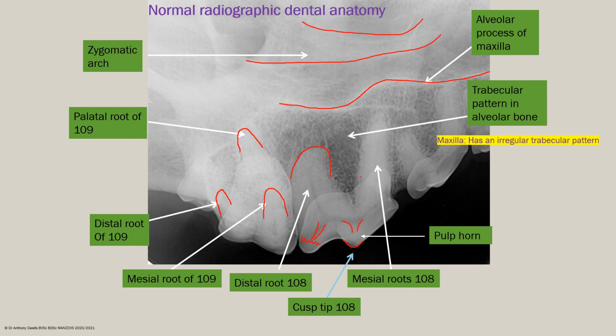Here we have the mesial roots. They're superimposed. There's one there and there's one here. Two mesial roots of the tooth 108.